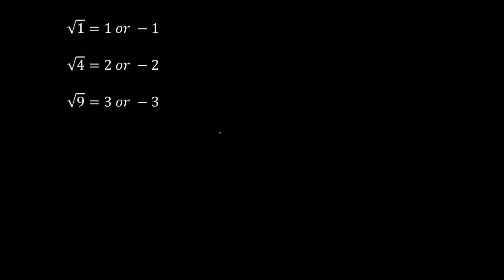Now when dealing with radicals, we are typically concerned with the positive answer, and we call that the principal root. So the principal root is the positive solution to the root. For example, the 1, 2, and 3 would be the principal root. -1, -2, -3 would not be the principal root.